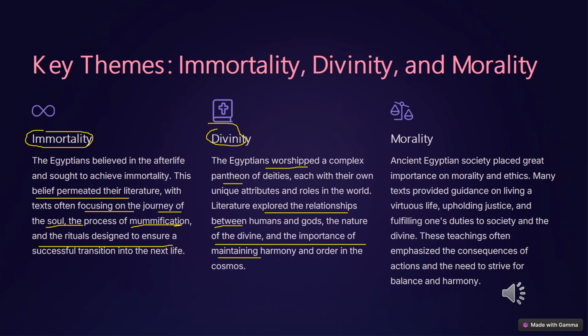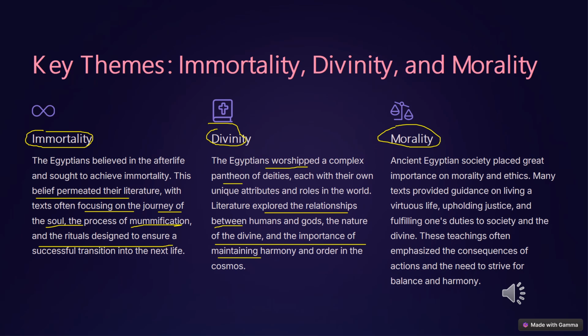Lastly, we focus on morality. We focus on morality because ancient Egyptian society placed great importance on morality and ethics. Many texts provide guidance on living a virtuous life, upholding justice, and fulfilling one's duties to society and the divine. These teachings often emphasize the consequences of actions and the need to strive for balance and harmony, as seen in the weighing of the heart ceremony. Understanding key themes helps us appreciate how ancient Egyptians constructed their worldview and conveyed their beliefs through literature.